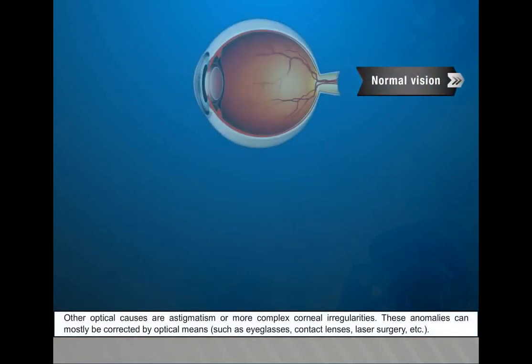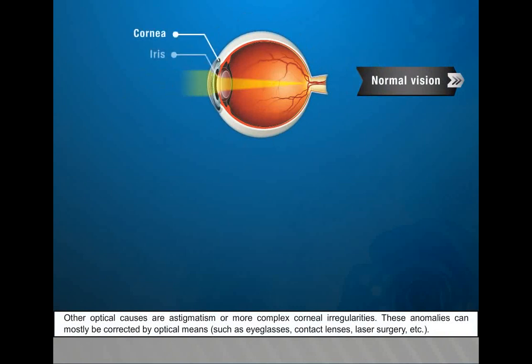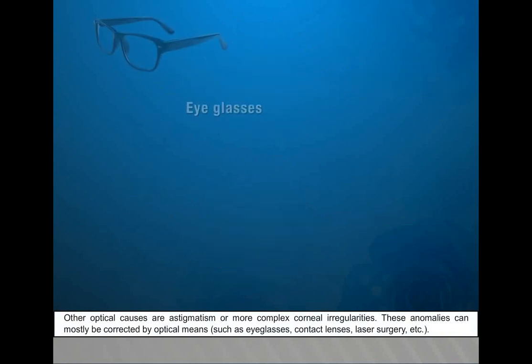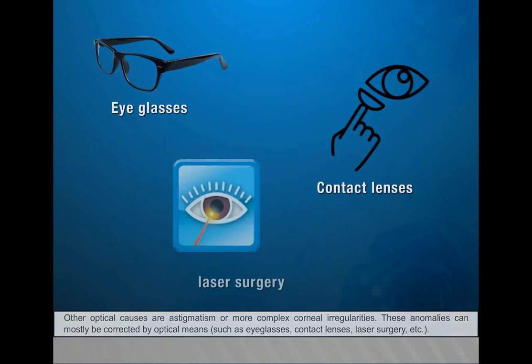Other optical causes are astigmatism or more complex corneal irregularities. These anomalies can mostly be corrected by optical means such as eyeglasses, contact lenses, laser surgery, etc.